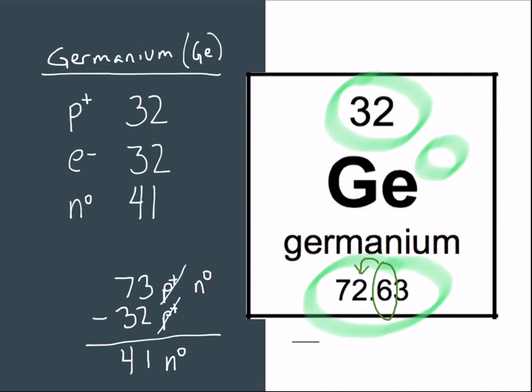What I'd like you to do on your left-hand side of your interactive notebook is tell me the numbers of protons, electrons, and neutrons for the first 20 elements on the periodic table. If you have any questions, raise your hand.